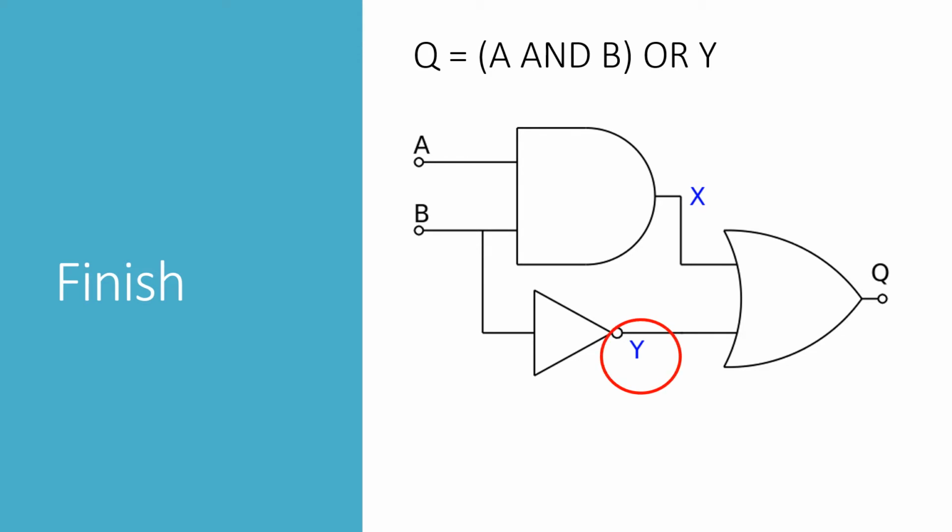Y is the output of a NOT gate, and the input to the NOT gate is B. This is something you haven't seen before, by the way. The B wire is split, so B goes into 2 different gates. That's fine. You just count it as the same as B. So Y becomes NOT B. And that's the completed expression. So this logic circuit is equivalent to A and B or not B.